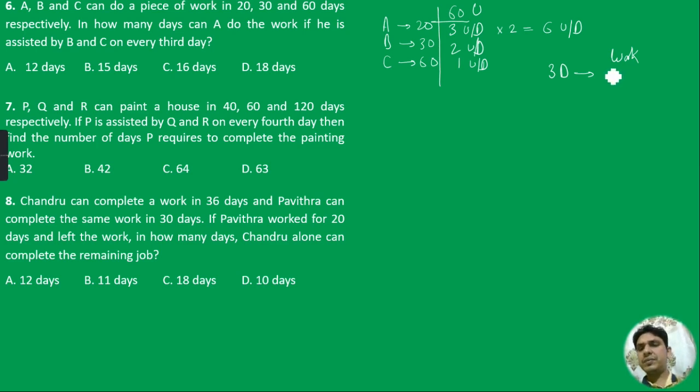So let us write here, in 3 days how much work has been done. 2 days work is 6, because in the first 2 days A has done the work, and on the third day A, B, C all have done the work. That means if we check the 1 day work of A, B, C, this will be 3 plus 2 plus 1, that is 6. That means 3 days work is 12. 3 days work is 12 units.